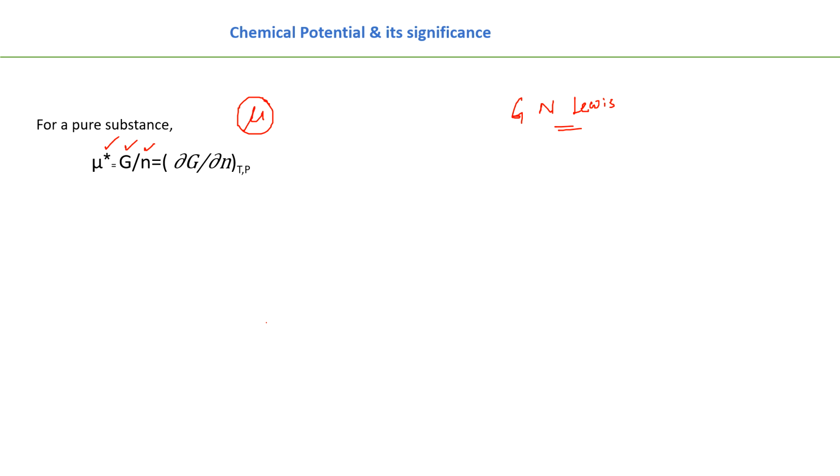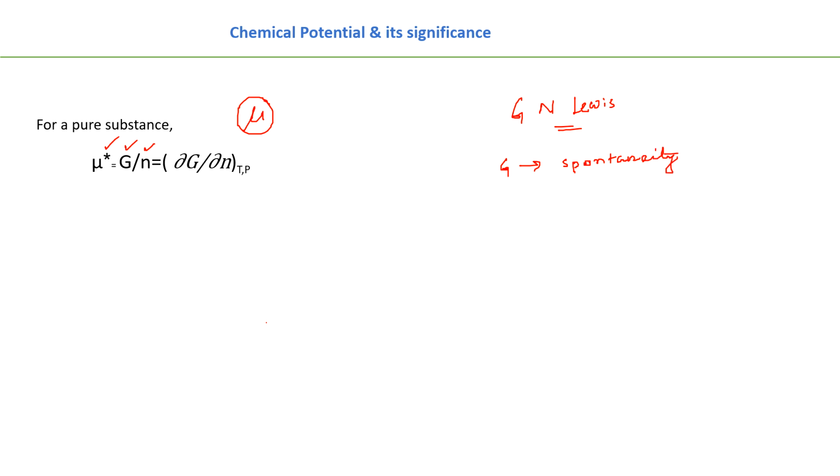Now one question will arise here: to represent chemical potential, why are we using Gibbs free energy? Okay, actually the reason is G is the most important in explaining spontaneity of a reaction.